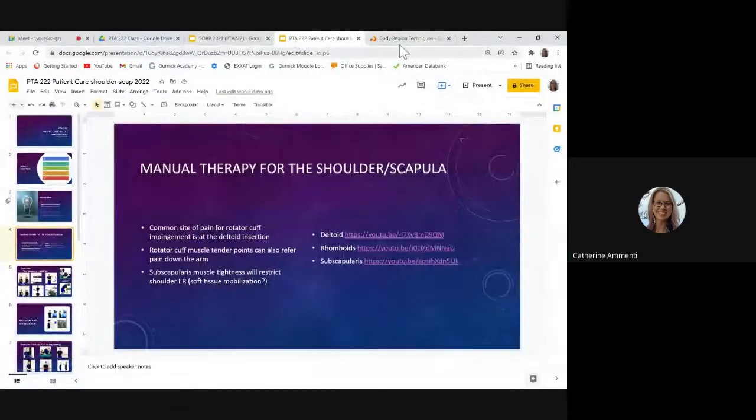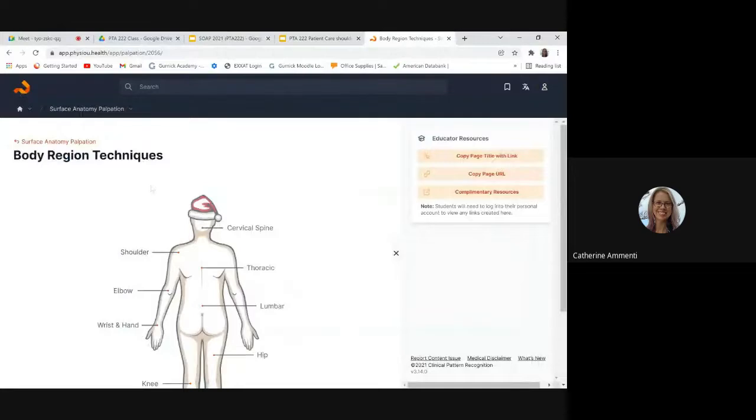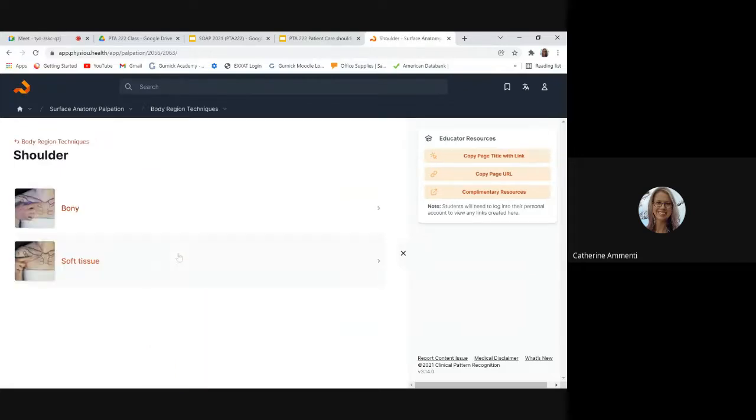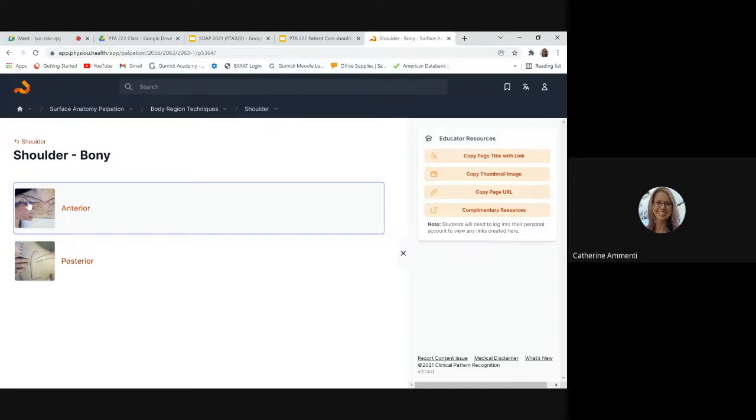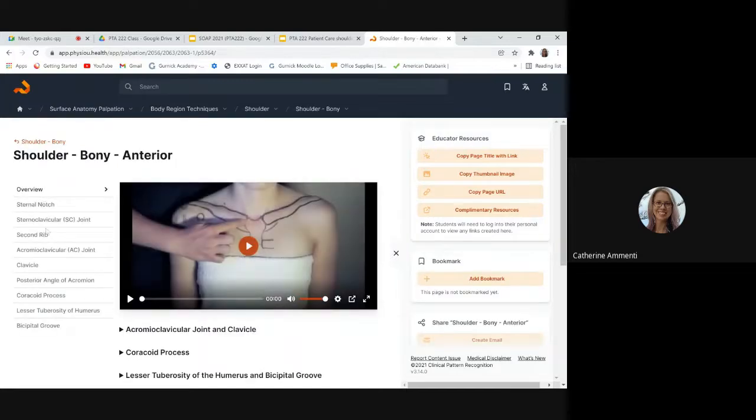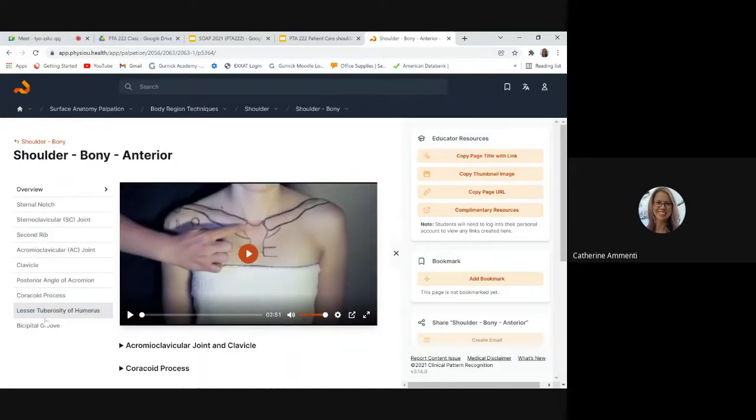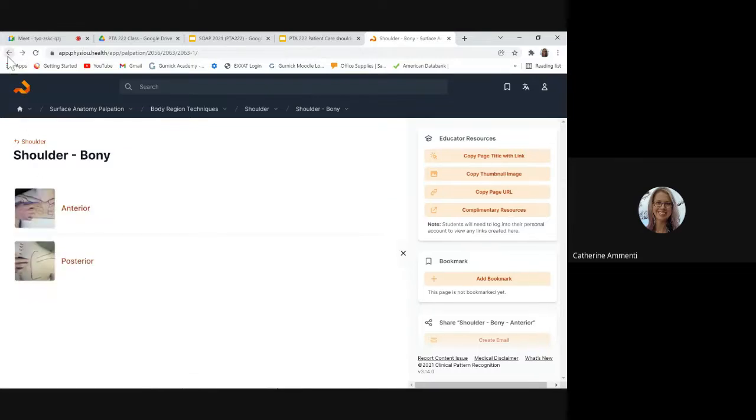And you can also refer over here to body regions in PhysioU. Go to surface anatomy palpation. Click on the shoulder. We've got bony landmarks, anterior and posterior, with videos on how to find those landmarks, including a list on the side of these areas that you can palpate. So you can click on those to jump to that portion of the video.